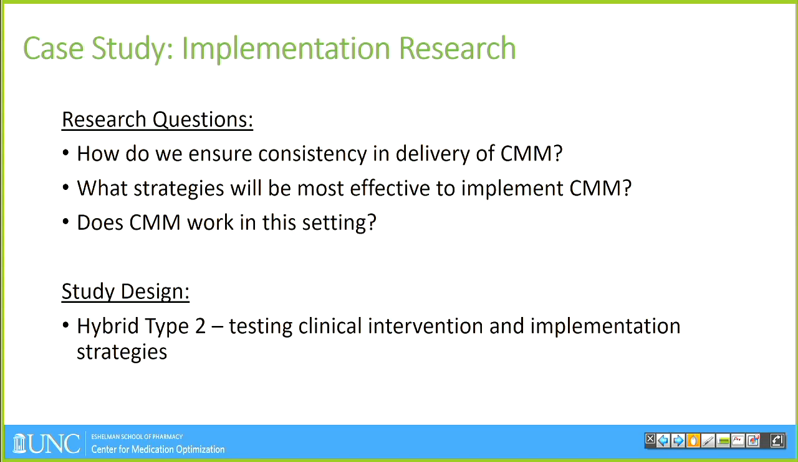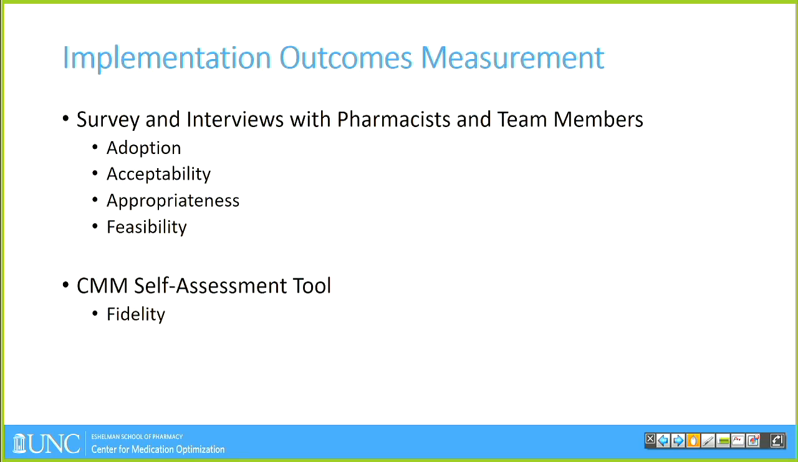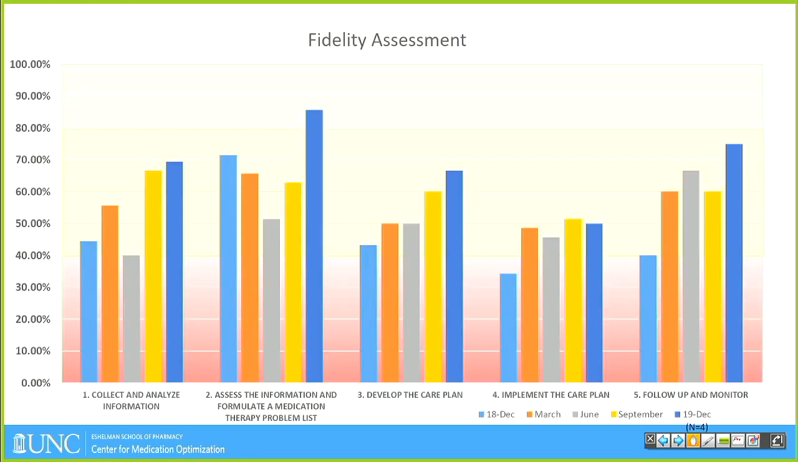So for this study, we already had defined our research questions, and I had mentioned we used the hybrid type 2 design to test both the clinical intervention and the implementation strategies itself. And we were measuring those implementation outcomes via survey and interviews with the pharmacist and the other team members to look at adoption, acceptability, appropriateness, and feasibility. And we were using the CMM self-assessment tool that I developed for measurement of fidelity. And then one of the things I didn't mention directly on here is we were also doing interviews to see what the perceived usefulness of the different implementation strategies were that we used.